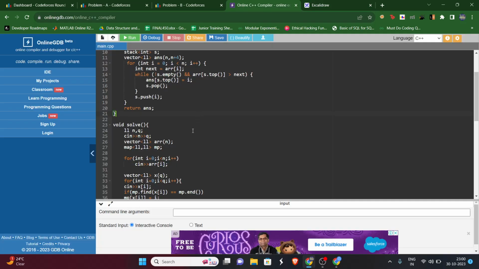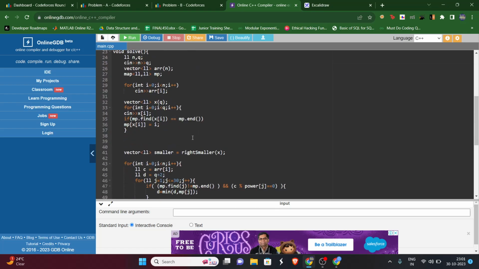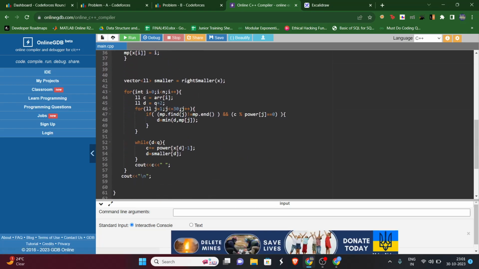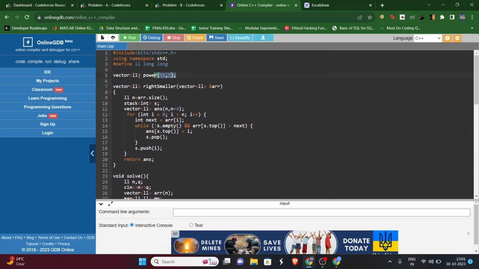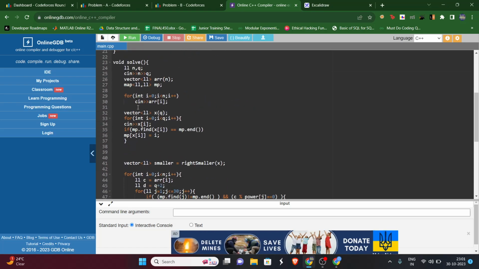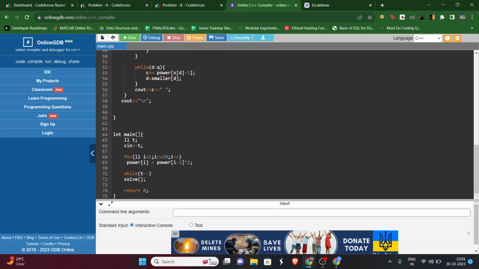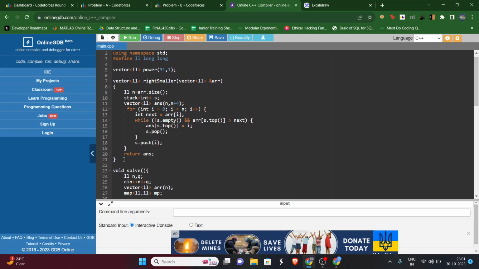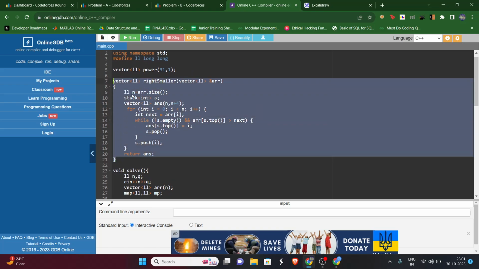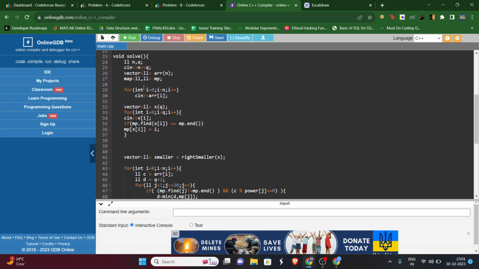Let's move to the code first. There is one thing: instead of calculating power using the power function, I have made a separate vector and calculated it for all the test cases beforehand. So we can just write power of 2 to the power i is power i. And this is the function to calculate the first smaller element to the right. Then we simply took the input in the array and x vector.